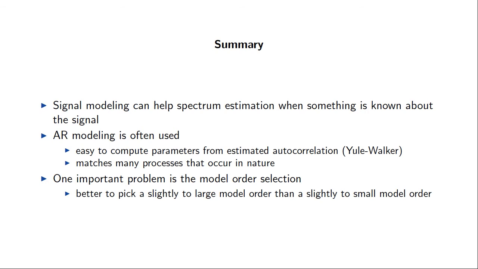So one of the problems which we haven't really addressed, other than by a few examples, is this remaining problem of model order selection. So what we've seen so far is that it's better to pick a slightly too large model than a slightly too small model, which means that we couldn't model our data. However, we also don't want to pick a too large model, because then we have too many parameters to estimate, and that will negatively affect our spectrum estimates. So in the next video, we will look at how to appropriately choose the model order and how to think about this problem.